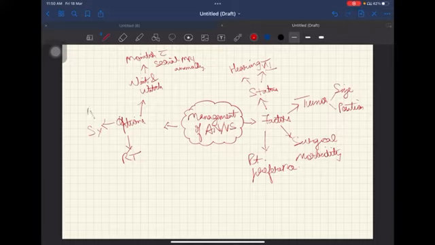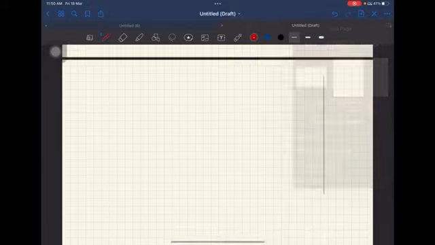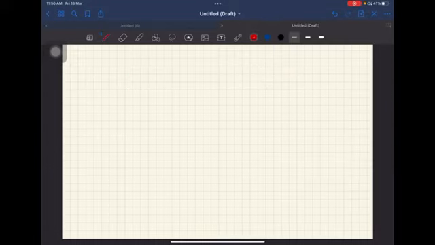Then coming to surgeries, there are three approaches. One is translabyrinthine, the second is the retrosigmoid, and the third is the middle cranial fossa approach. We come to the first approach, which is the translabyrinthine approach.